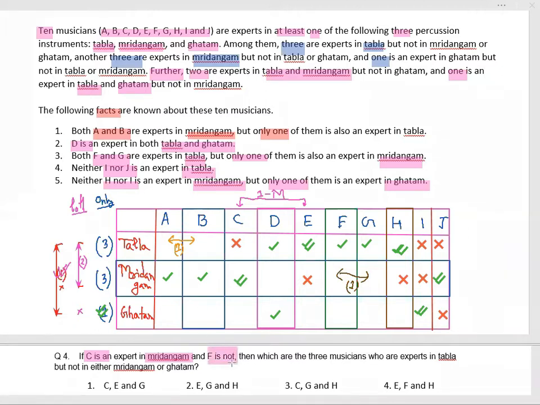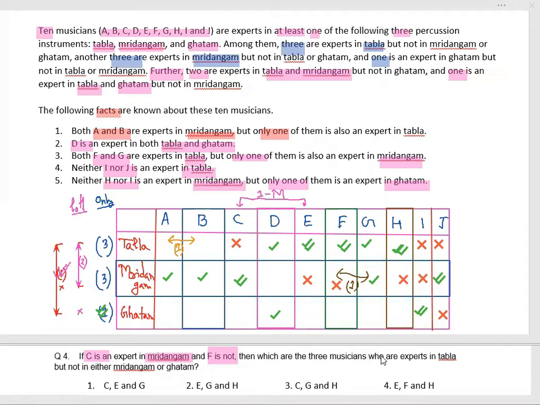And if it is not an expert in mridangam, that means G needs to be an expert in mridangam as well. G. And this part, if it will be a cross. If it would be a cross, what does it mean? If it would be here a double.